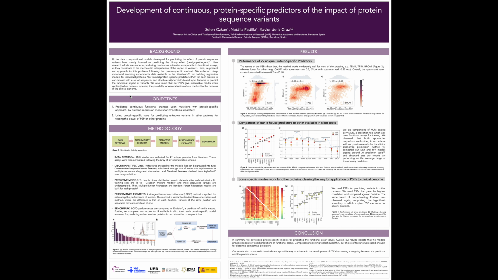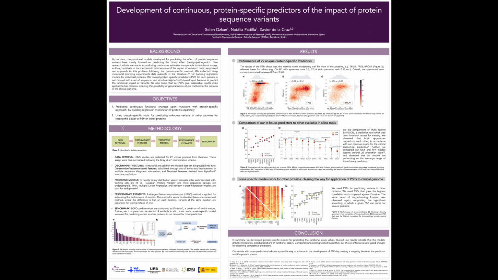One, predicting the continuous functional changes upon mutation by building protein-specific supervised models. Why? Because continuous predictions contribute to the mechanistic interpretation of the impact of variants. Secondly, considering that the protein-specific predictor pool is limited compared to the number of proteins, we wanted to explore if a protein-specific predictor can be used for predicting other proteins.